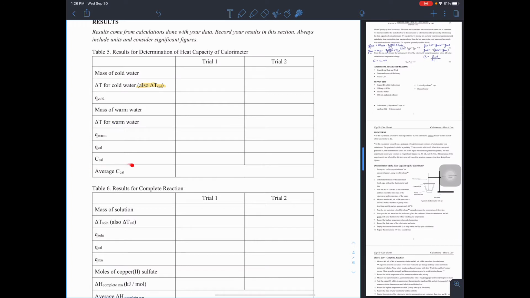So we're going to use the average Ccal. So take this value plus this value, divide by 2, just simple average. And again, underline the last significant figure and keep 2 extra digits.